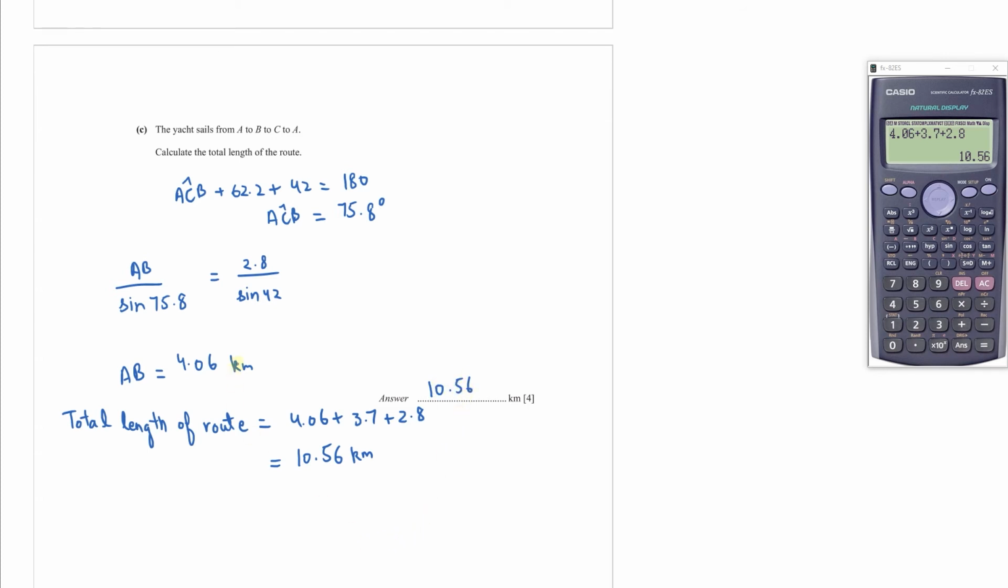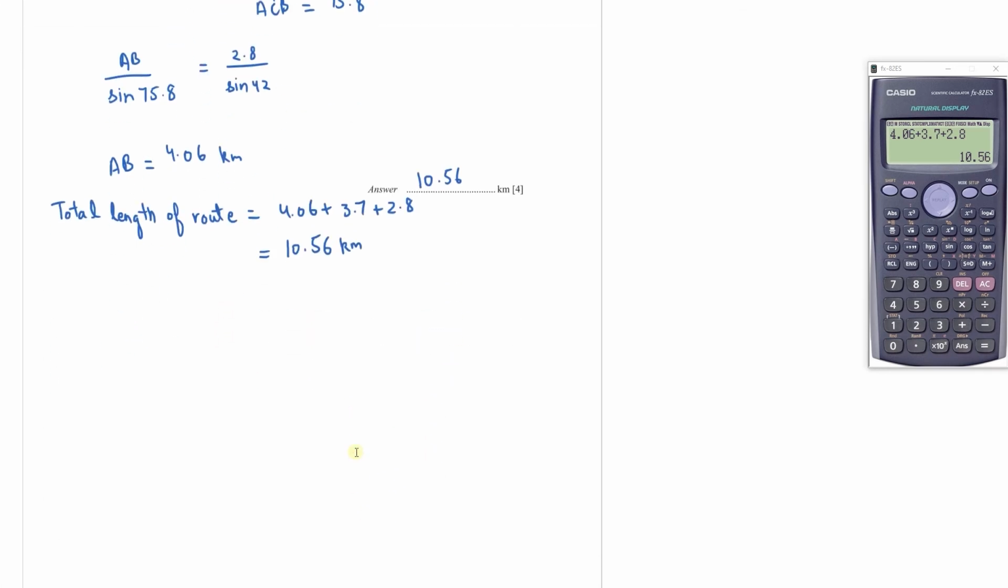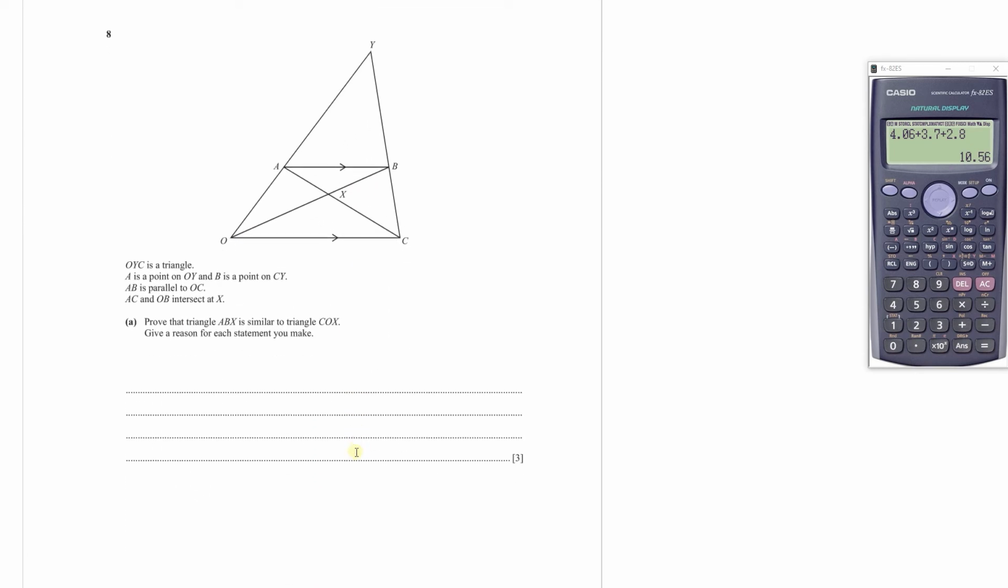So this is how you'll solve this question. Question number 8: OYC is a triangle. A is a point on OY, B is a point on CY, AB is parallel to OC, and AC and OB intersect at this point X. Part A: prove that triangle ABX is similar to triangle COX.